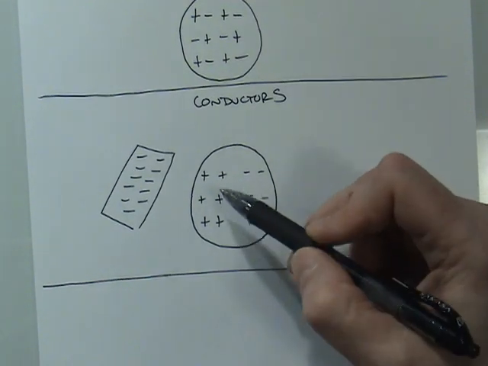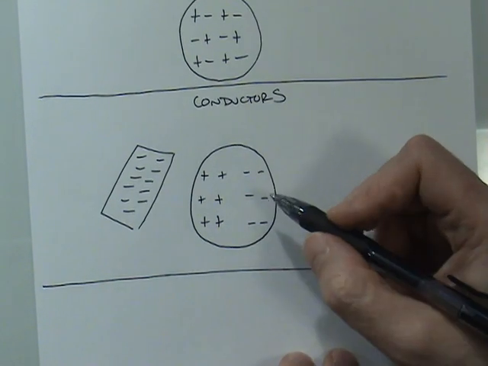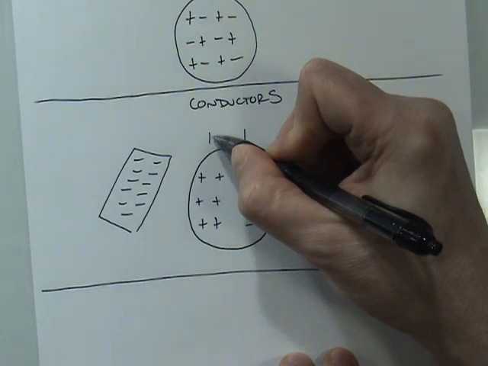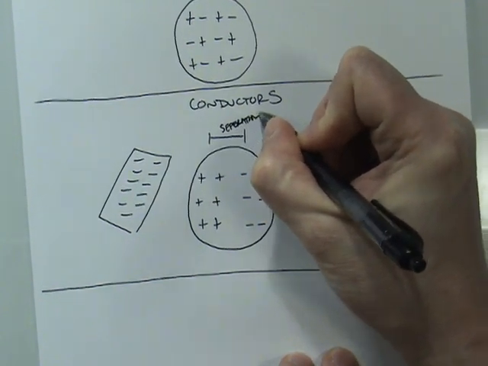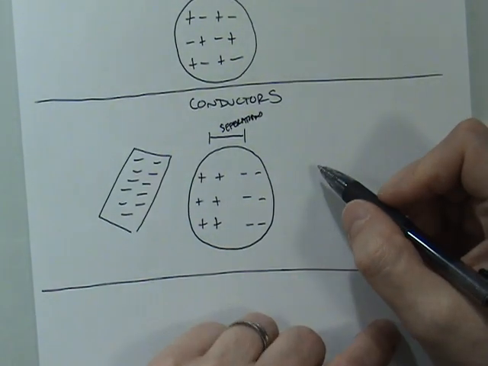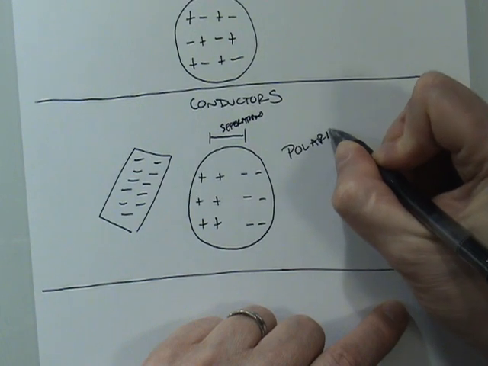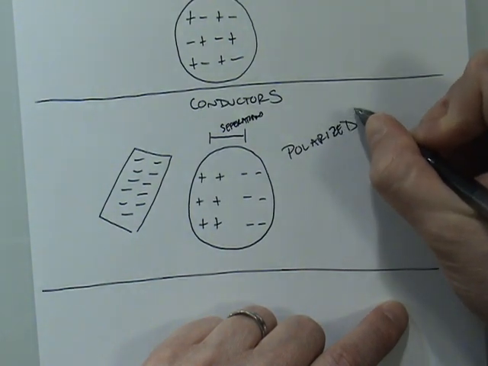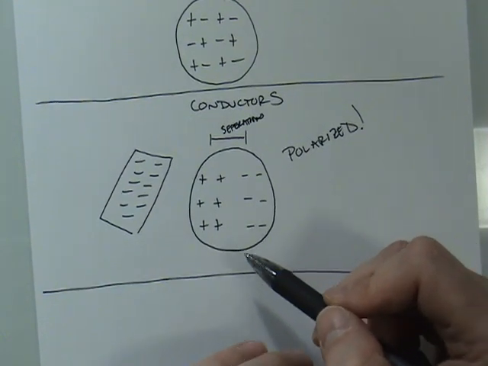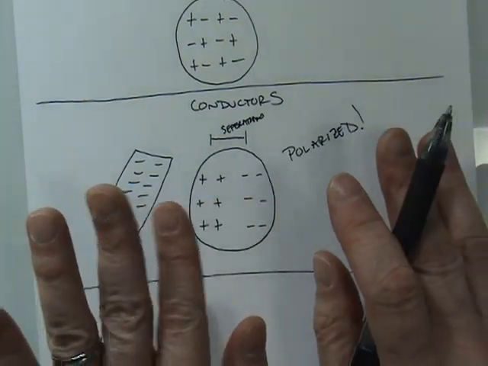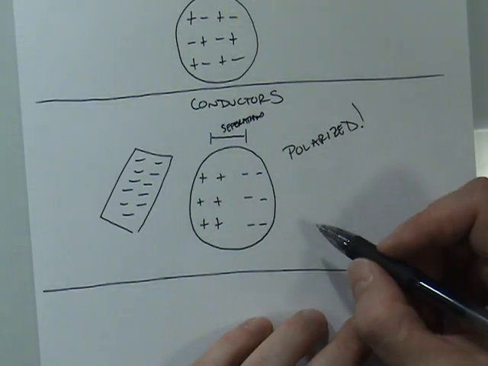It's still a neutral object. 6 positives and 6 negatives. This object is still neutral. But that little separation of charge, that is what is referred to as polarized. So this object has been polarized. It has orientation now. There is a positive side. There is a negative side to this thing that there wasn't there before. It matters which side you look at because you're going to experience something very different.